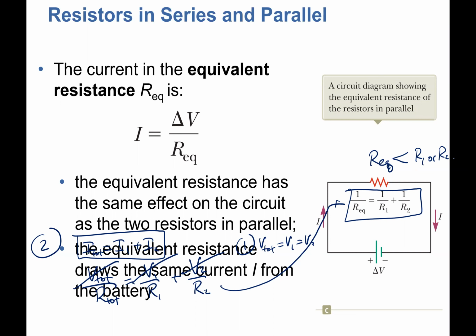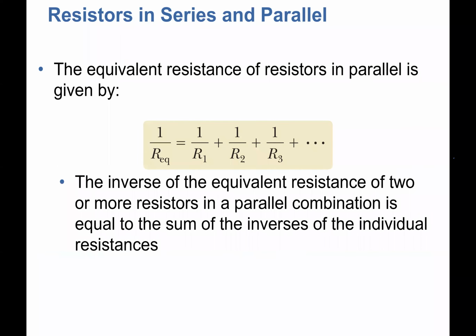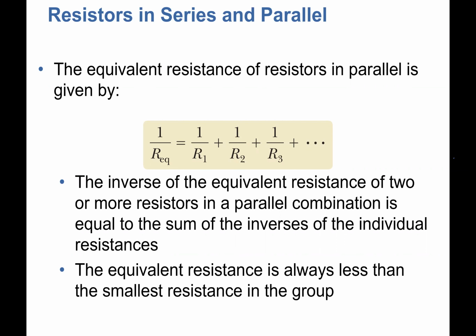So the equivalent resistance of resistors in parallel is given by 1 over R equivalent equals 1 over R1 plus 1 over R2 plus 1 over R3. The inverse of the equivalent resistance of two or more resistors in a parallel combination is equal to the sum of the inverses of the individual resistances. The equivalent resistance is always less than the smallest resistance in the group. This is also always going to be true.